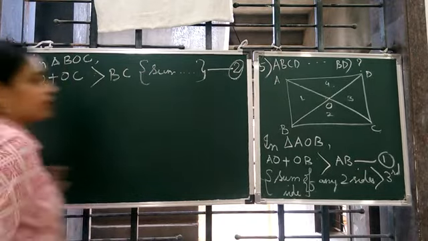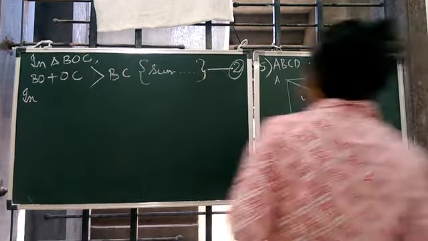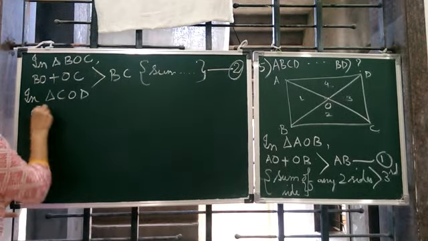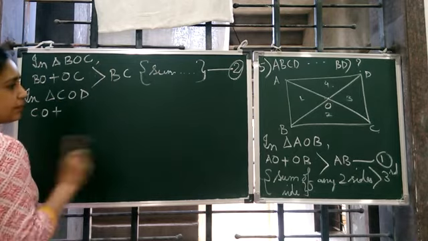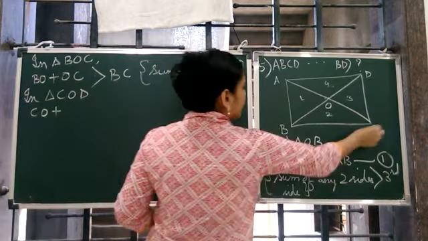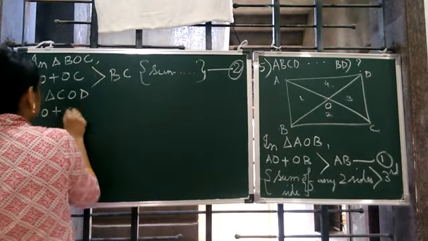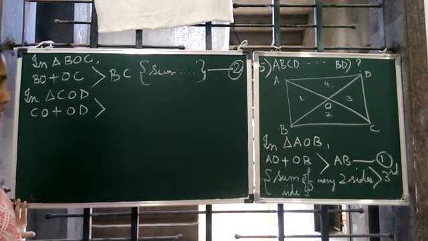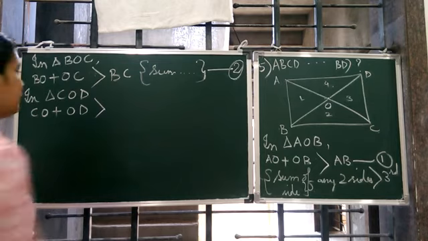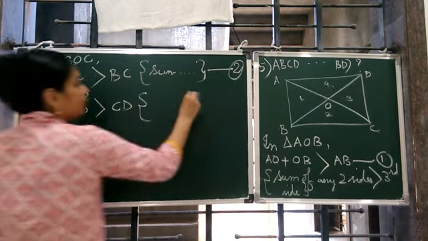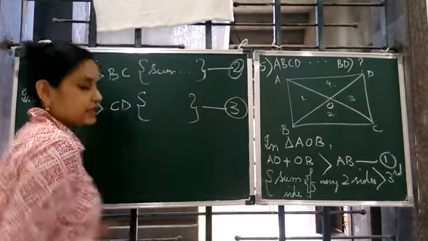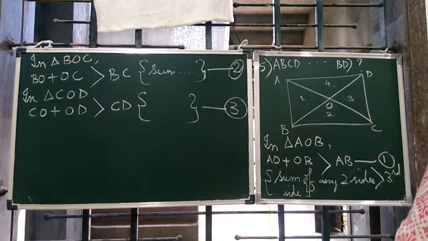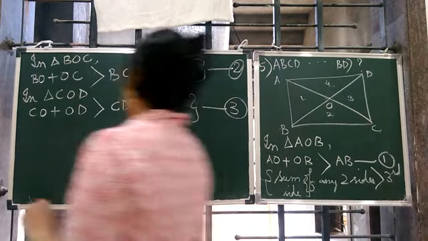Now we take the third triangle. What is the third triangle? This is the third triangle. Triangle COD or DOC, anything you can write. Triangle COD. So CO plus OD is greater than CB. The sum of any two sides is greater than the third side. This is the third equation.